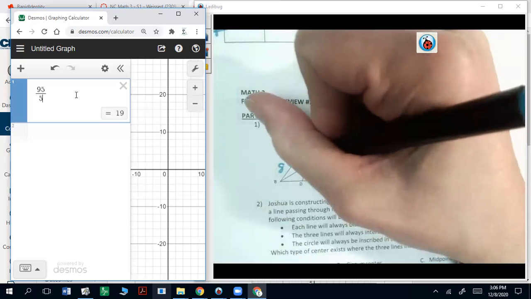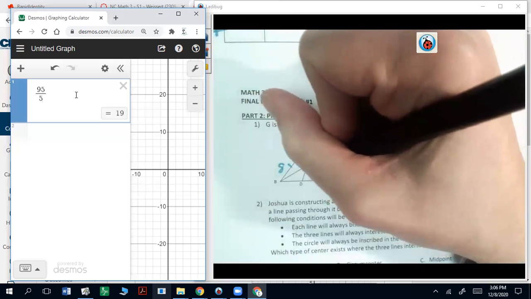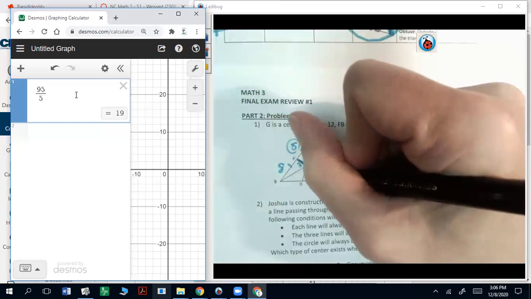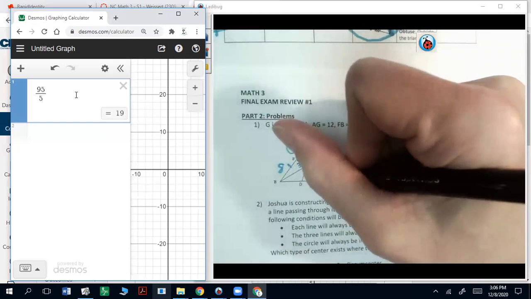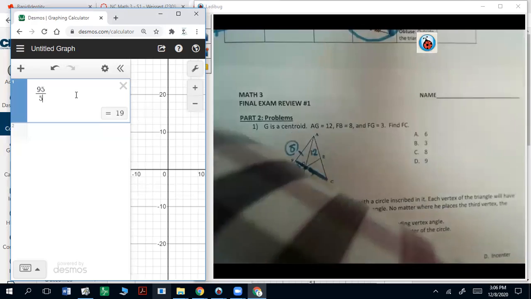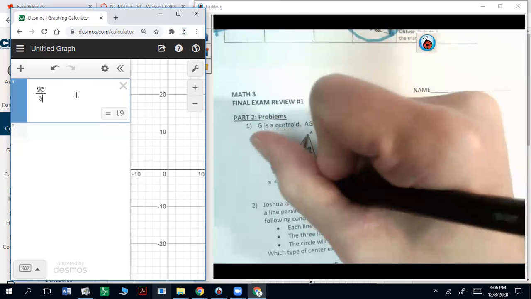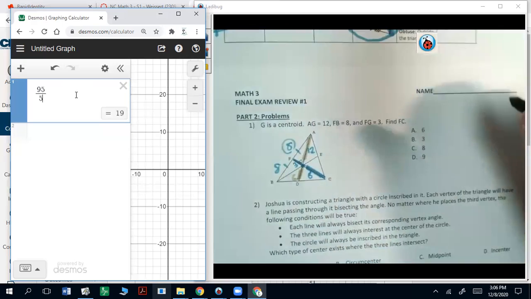We also know that this portion of the median will be twice as long as that. So if that's 3, that's going to be 6. And for this one, that portion of the median is half of that 12. So if that's 12, that's going to be 6 as well.